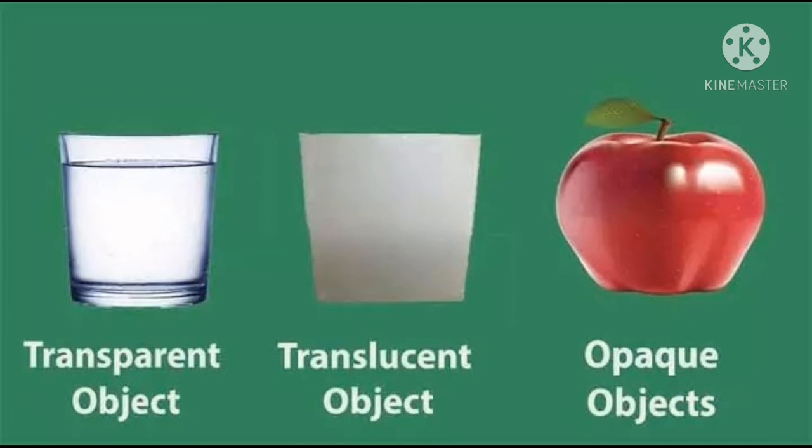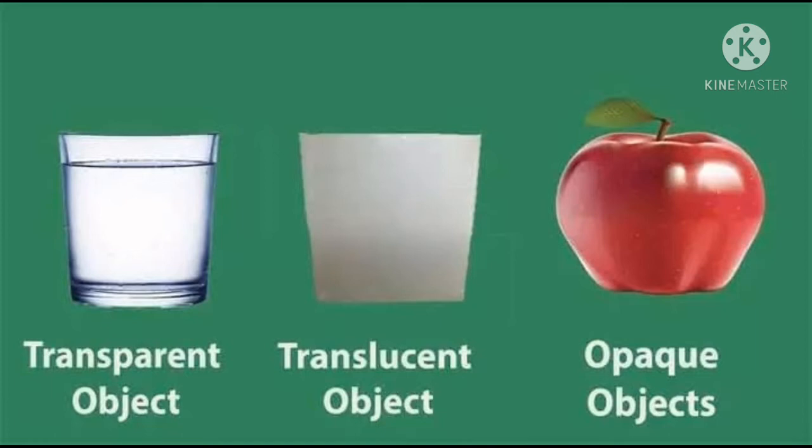Materials like glass and water allow most of the light that falls on them to pass through. We can see through these materials clearly. Materials that allow most of the light to pass through them completely are called transparent materials.